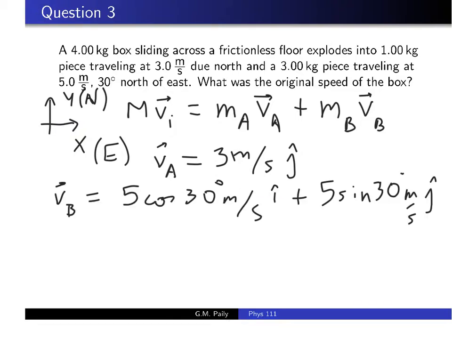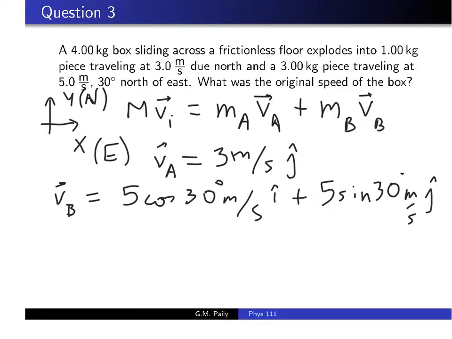And similarly, the velocity of piece B is 5 cosine 30 degrees meters per second i hat, plus 5 sine 30 degrees meters per second j hat. What we have done is taken the 5 meters per second speed and 30 degrees north of east direction and converted them into components.